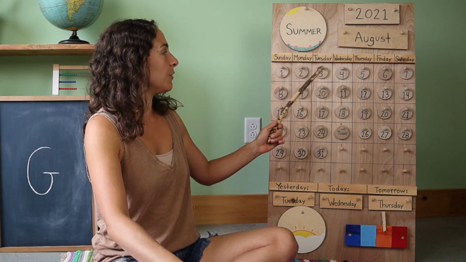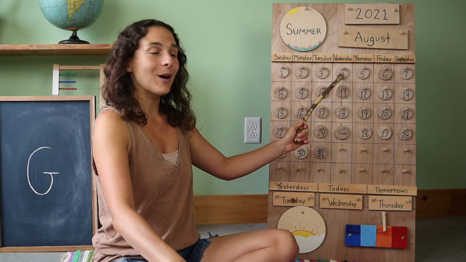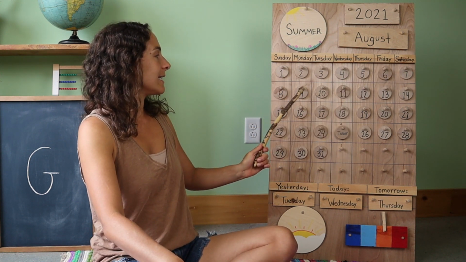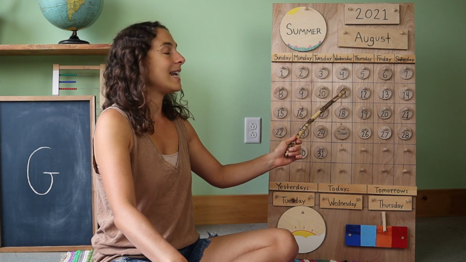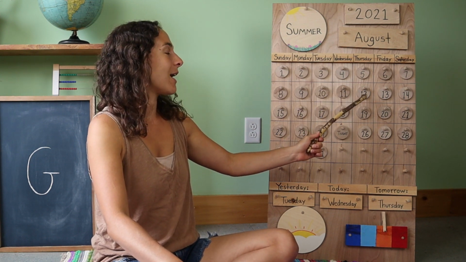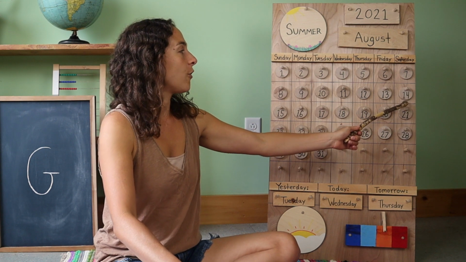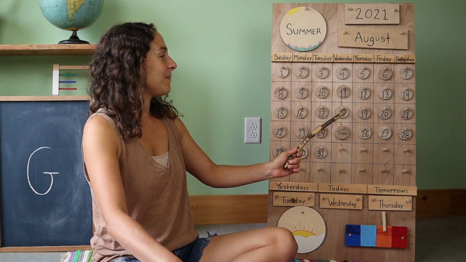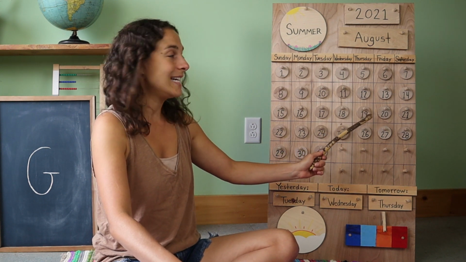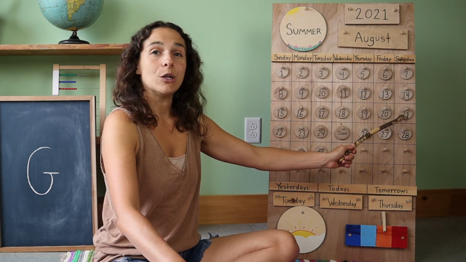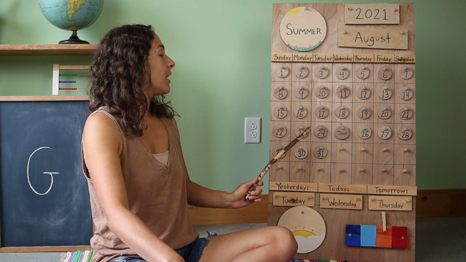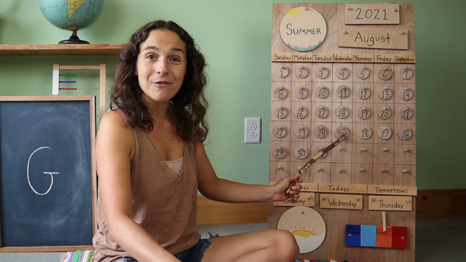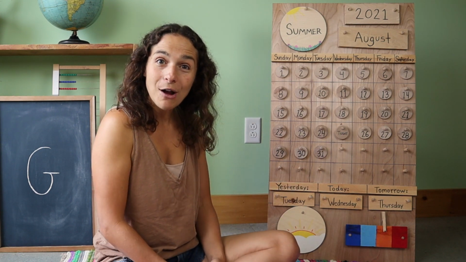1, 2, 3, 4, 5, 6, 7, 8, 9, 10, 11, 12, 13, 14, 15, 16, 17, 18, 19, 20, 21, 22, 23, 24, 25. Whew, what a lot of counting!